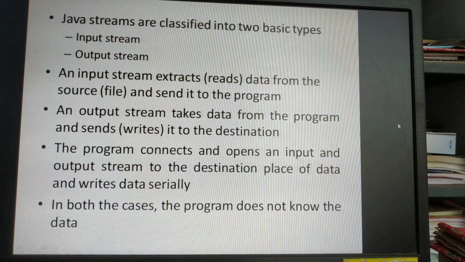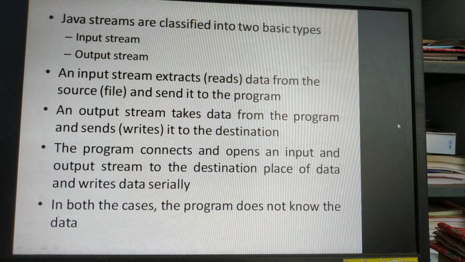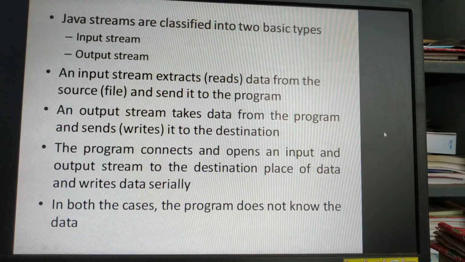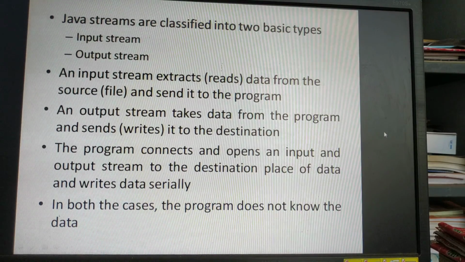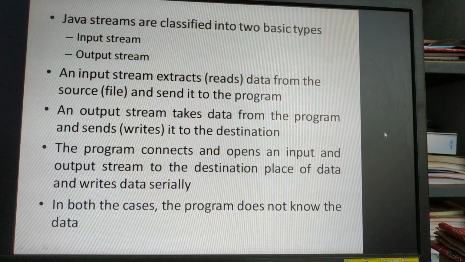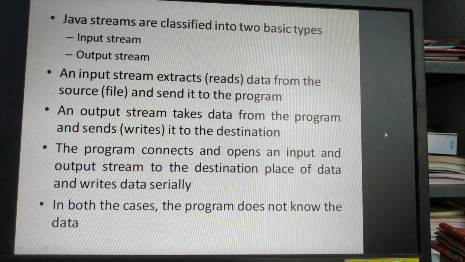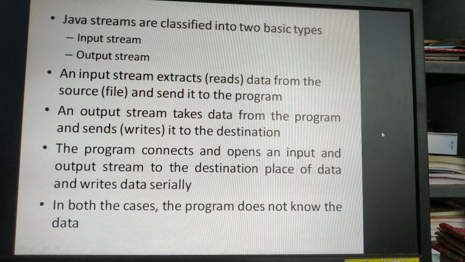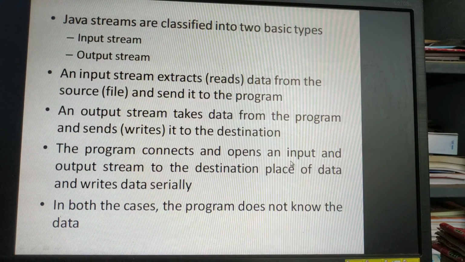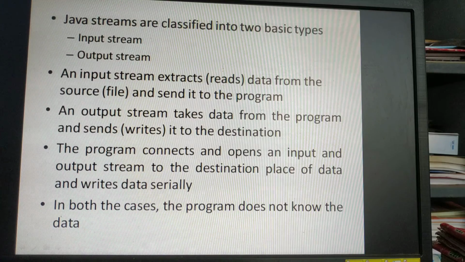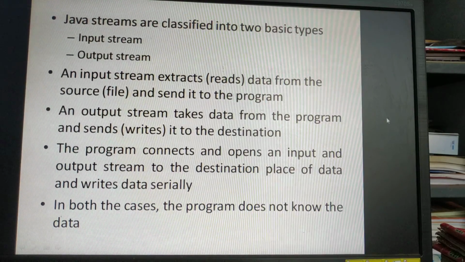Java streams are classified into 2 basic types, input stream and output stream. So what is an input stream? An input stream extracts, or reads, the data from the source file and sends it to the program. An output stream takes the data from the program and sends it, or writes it, to the destination. The program connects and opens an input and output stream to the destination place of data and writes the data serially. In both cases, the program does not know the data.